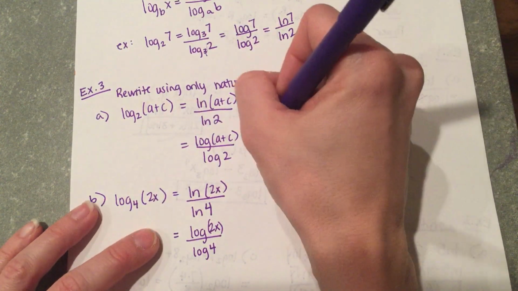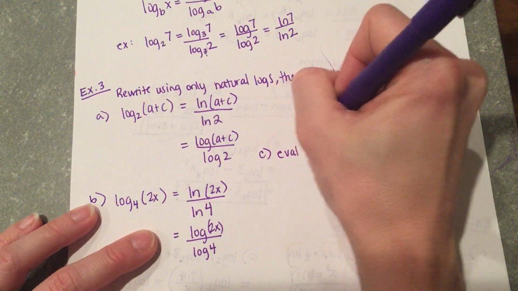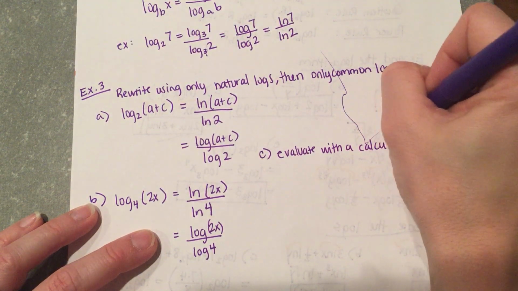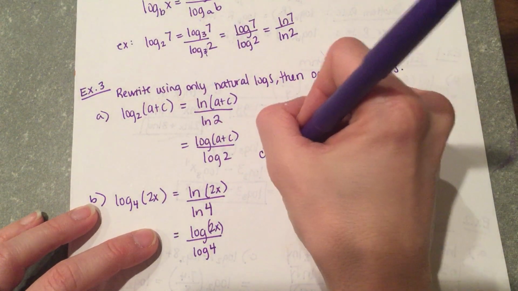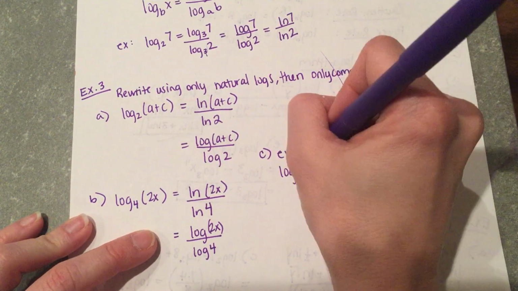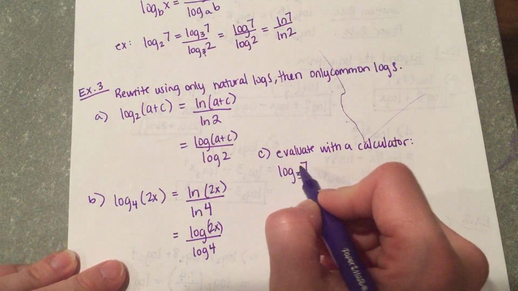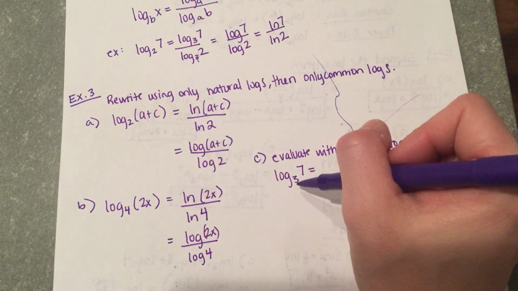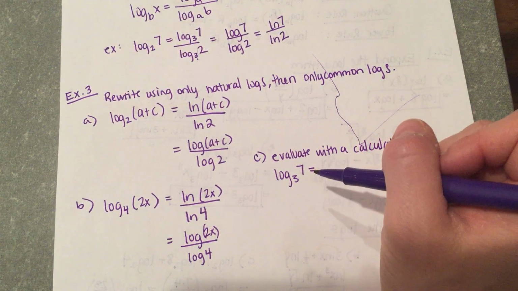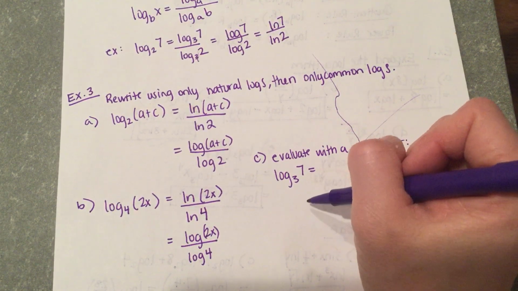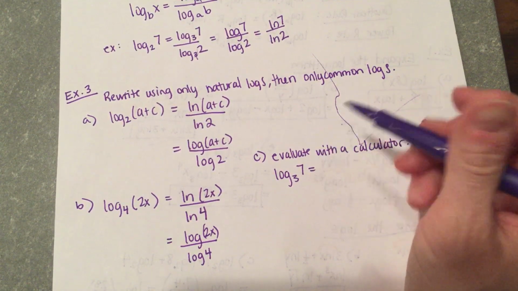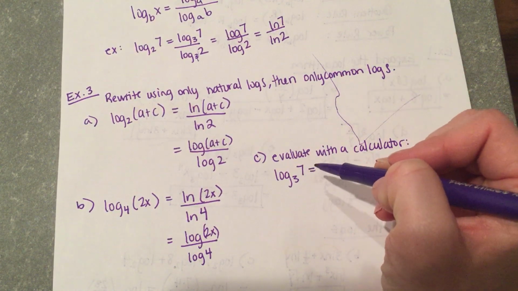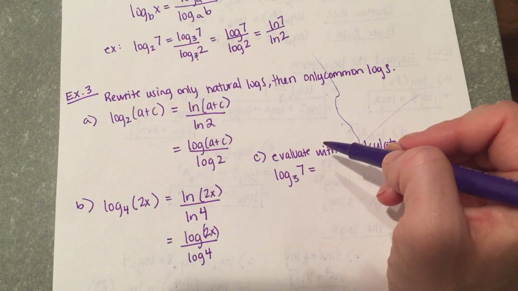And then let's just try one more, C. I want you to evaluate with the calculator log base 3 of 7. This would not be something you could do without a calculator, because remember the answer to a log is an exponent. If I'm asking 3 to what power equals 7, I have no idea, because 7 is not a power of 3, right? 3 to the first is 3, 3 squared is 9. So I know it's somewhere between 1 and 2, but I don't know what decimal or fraction actually equals exactly 7.